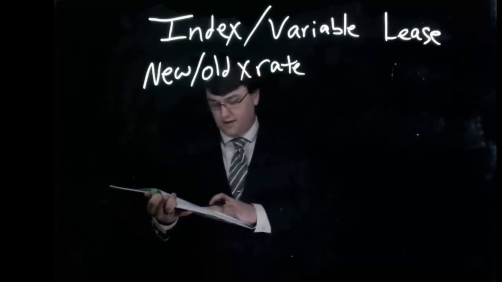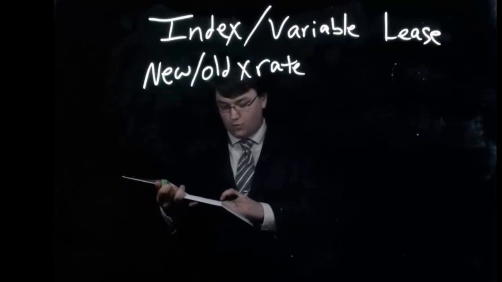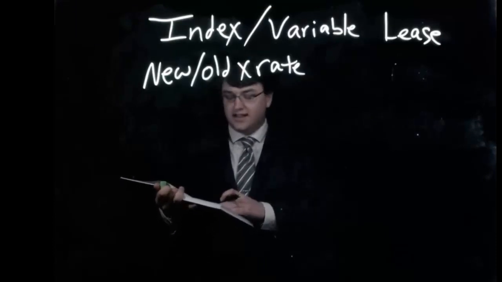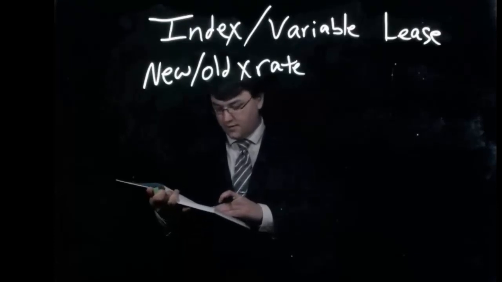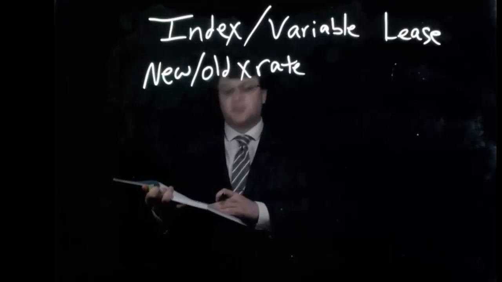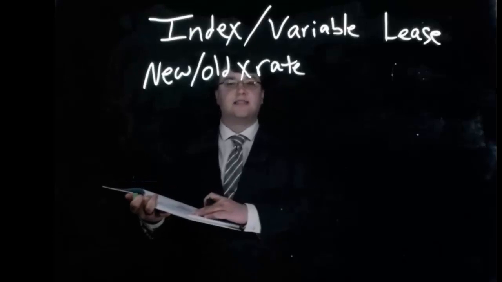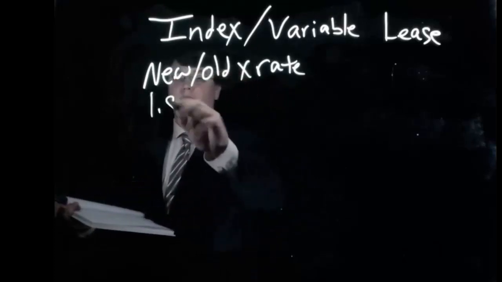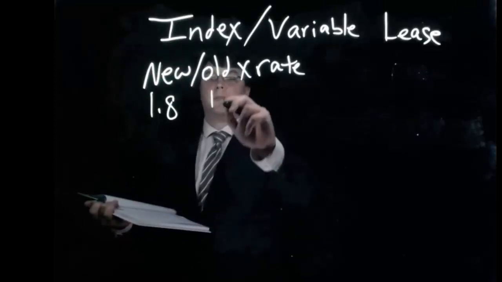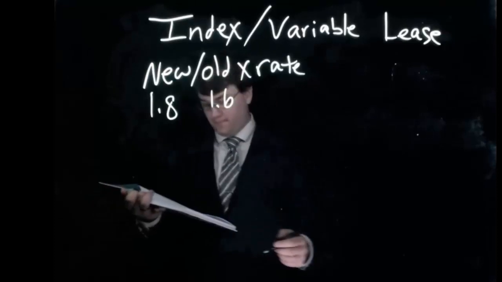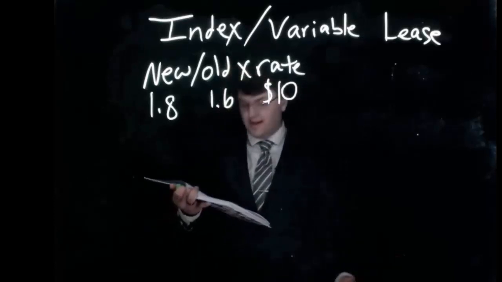So let's say that we have a building that rents for $10 a square foot, while the index is at 1.6. If your index increases to 1.8, what would be the new rental rate? So first off, we got to keep our numbers separate. It says that the index increased to 1.8. That means that is the new index. So new is 1.8. Our old index, or our starting number, was 1.6. And it says that it rents for $10 a square foot, so that'll be our rate.